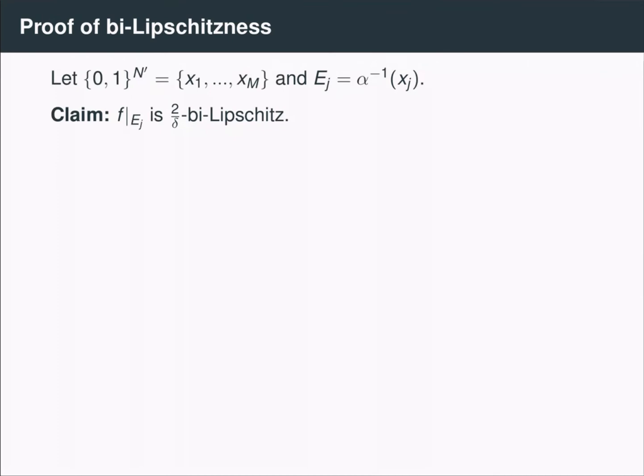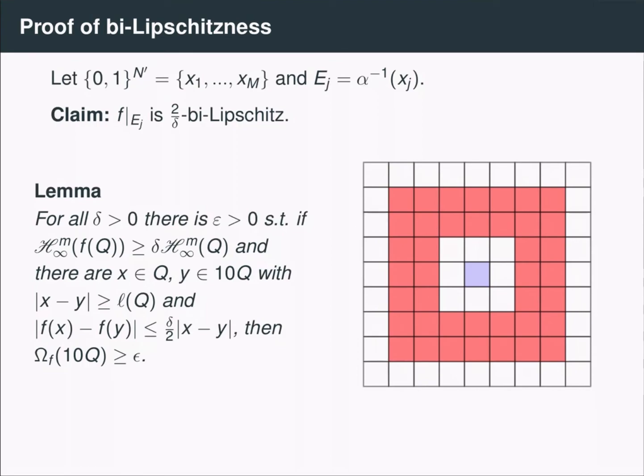So that means that there are at most 2 to the n prime many such words. And then for the sets ej, we just pick ej to be the set of points whose words are equal to the jth word, or the jth string of zeros and ones. Our claim now is that the function f restricted to the set ej is 2 over delta bi-Lipschitz. So in order to prove this, we're going to recall the following lemma that we covered in the video on Arzela Ascoli as an example of how to use compactness arguments.